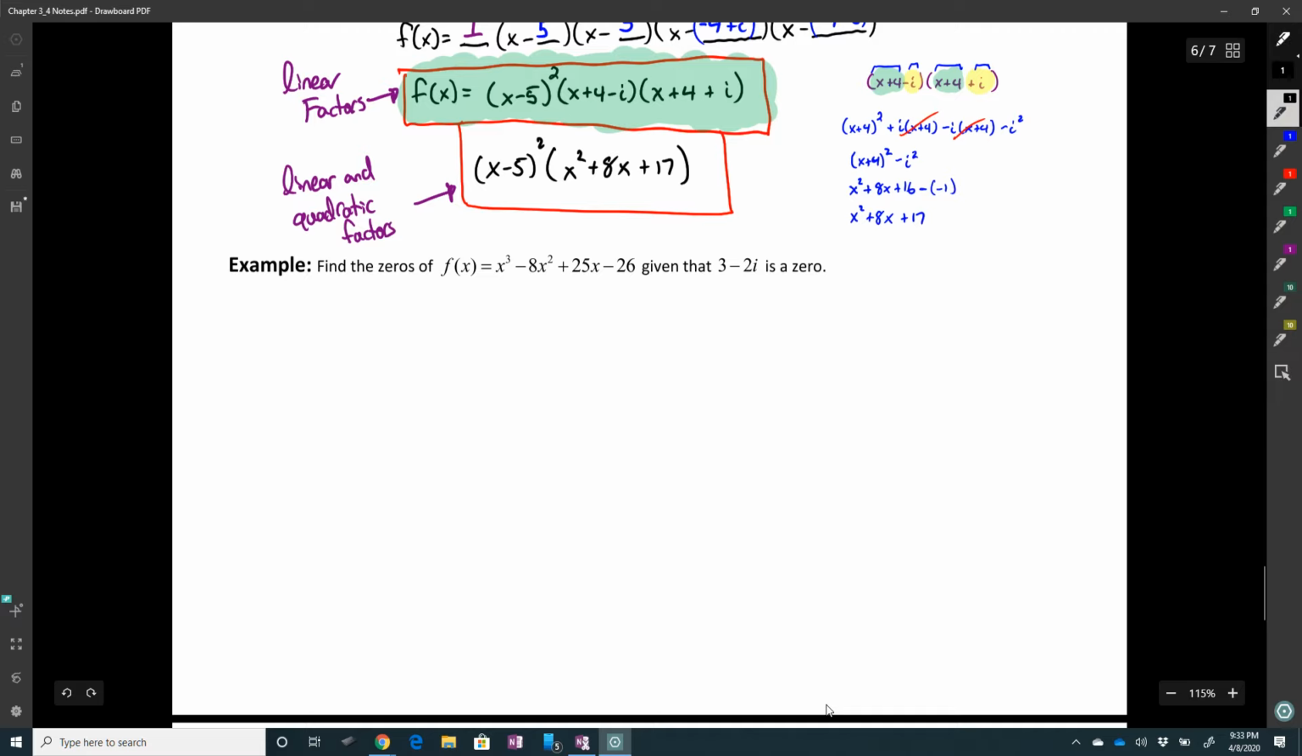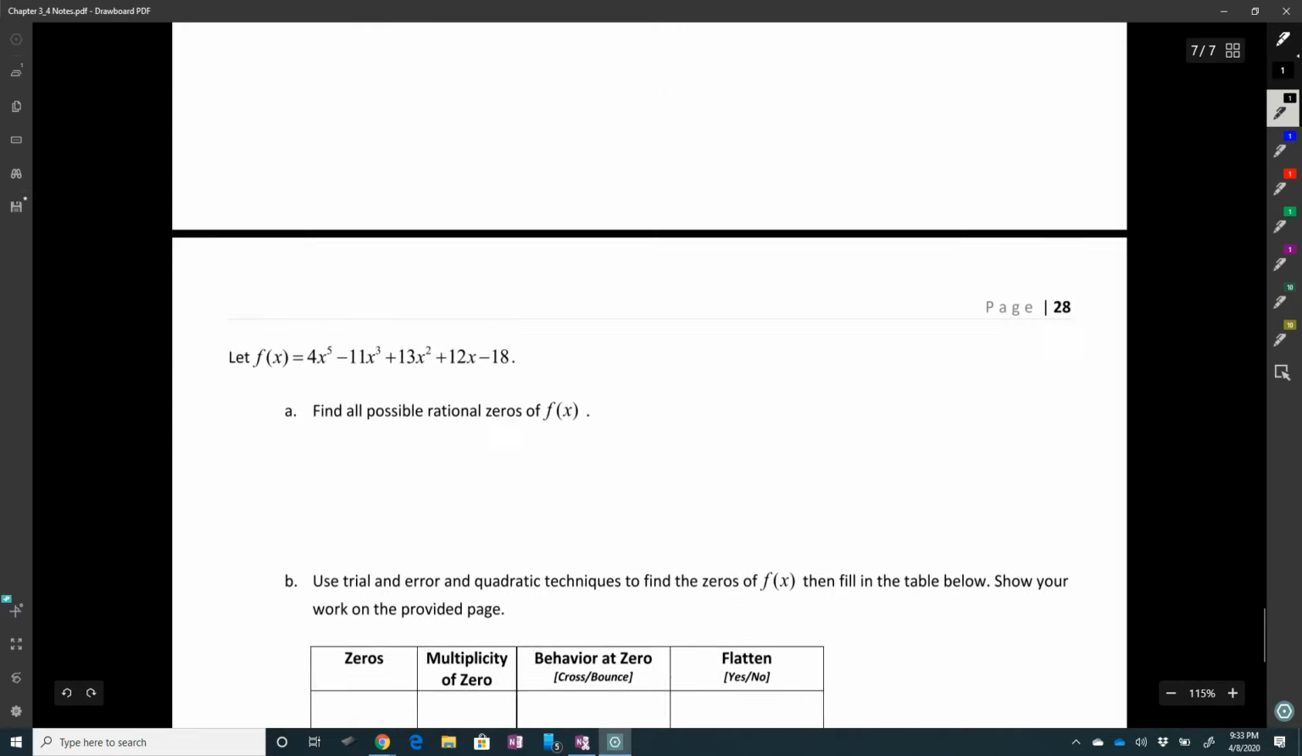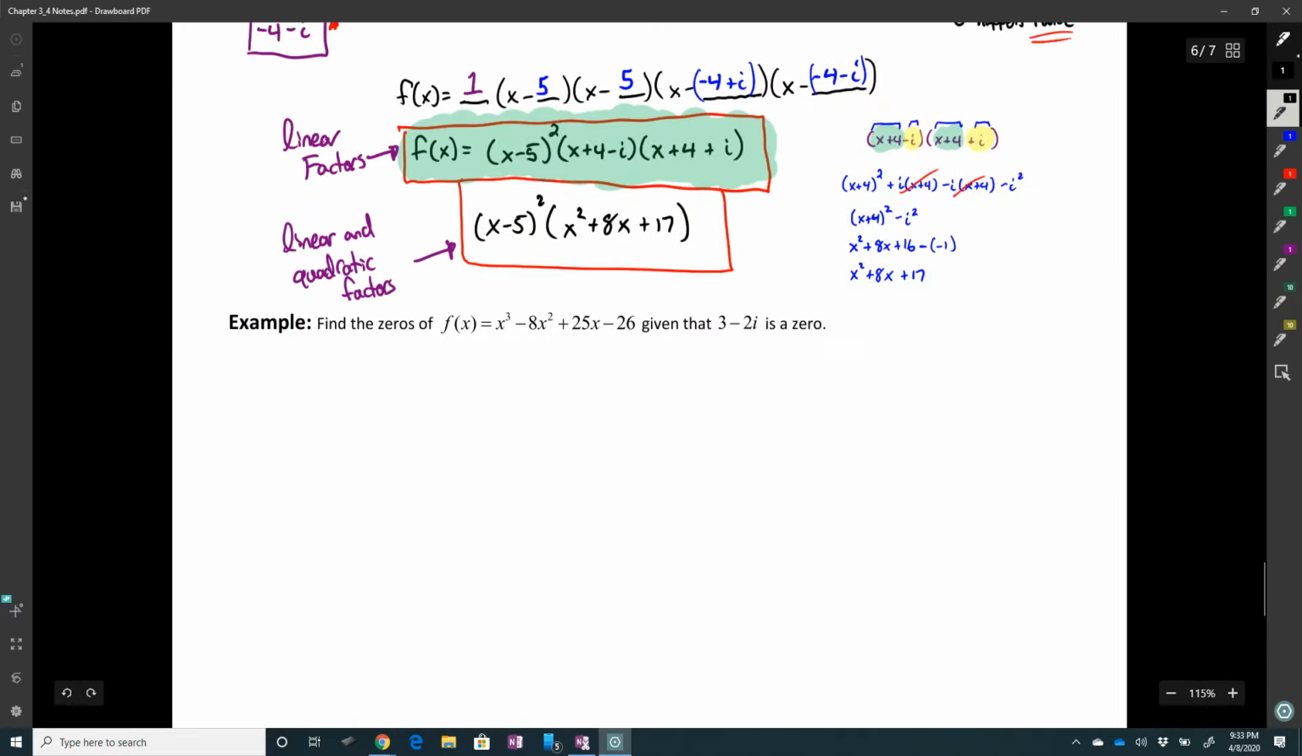Alright, so apparently the video didn't show the last two examples. It just cut off, and I was kind of sad because I had a lot of work written in them. But anyway, let's redo them.